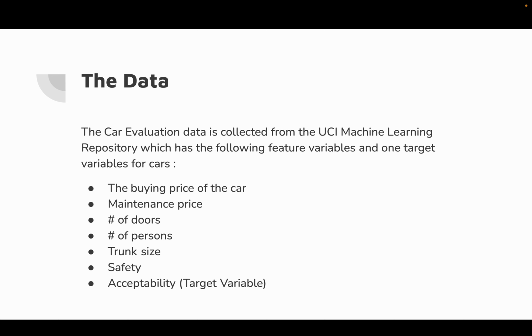So the data is collected from the UCI Machine Learning Repository, which has a few feature variables and one target variable for cars. It essentially has information about the buying price of the car, its maintenance price, the number of doors in the car, the number of people that can sit in the car, its trunk size, safety, and finally the target variable, which is acceptability of the car.